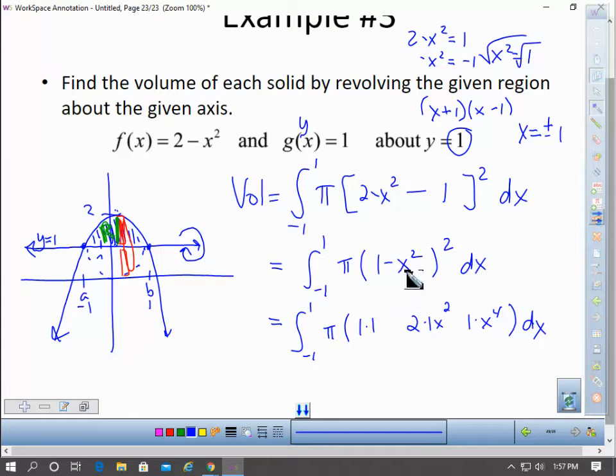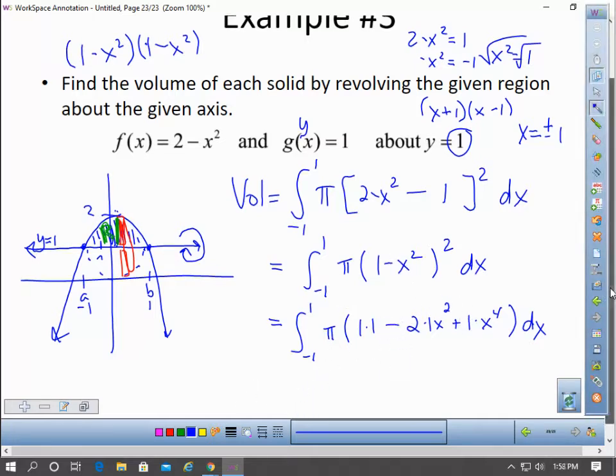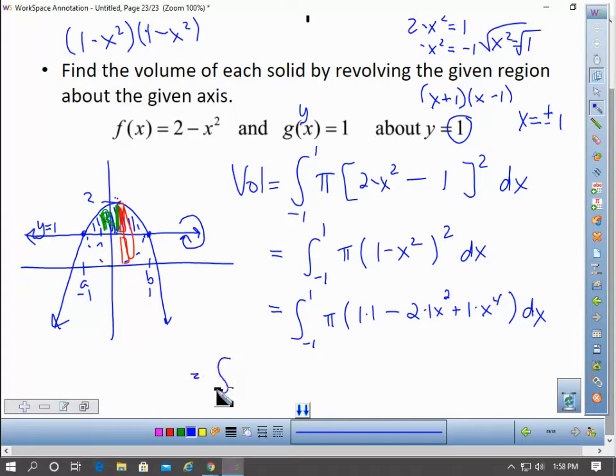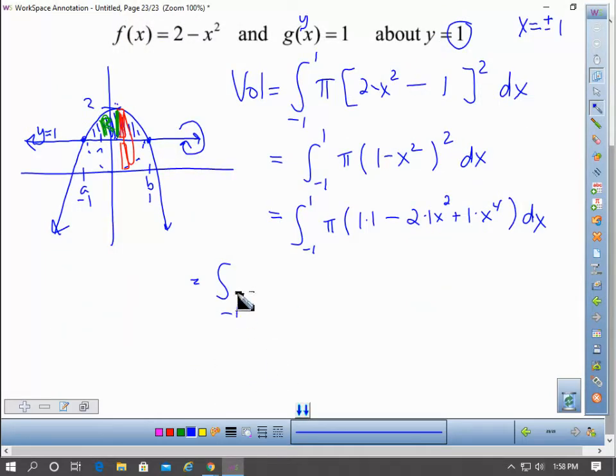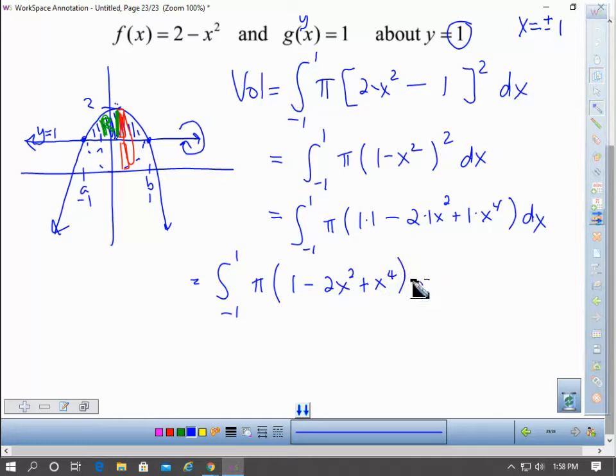And then if you need to write it out on a sheet of paper, if it's better for you to do it like this and FOIL it out, that's what I suggest you do if you need to do that better. Now, since this is subtraction, the product will be plus, but the middle is going to be negative. So my answer to this, before I do the antiderivative, is going to be pi times 1 minus 2x squared plus x to the 4th dx.